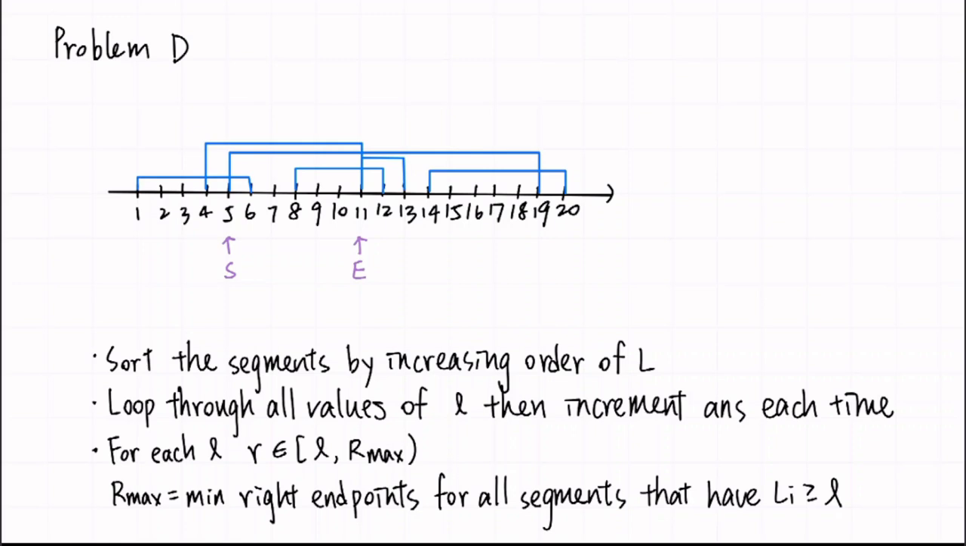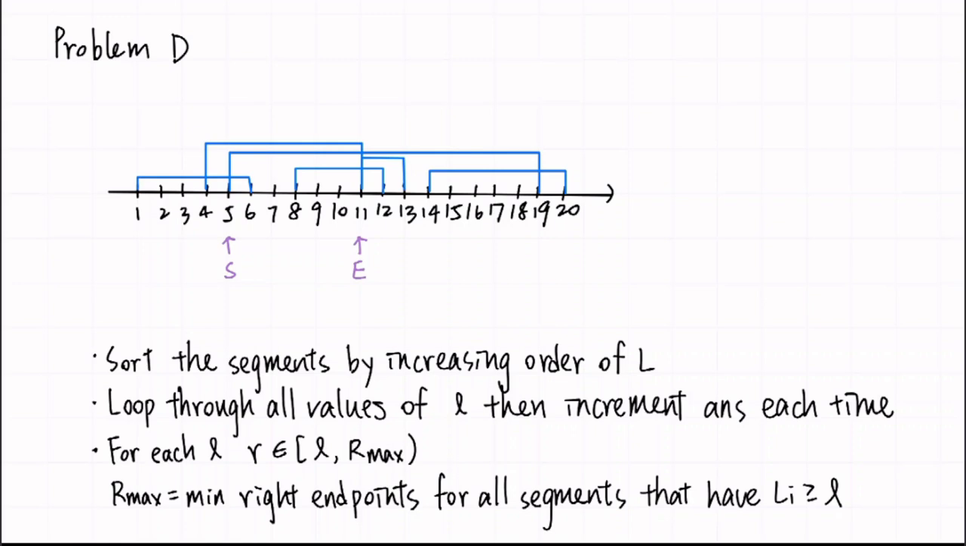And so we notice that we can sort these segments by increasing order of their left endpoint. Then we can loop through all the values of L from 1 to m, and each time increase the answer by the number of possible values of R.